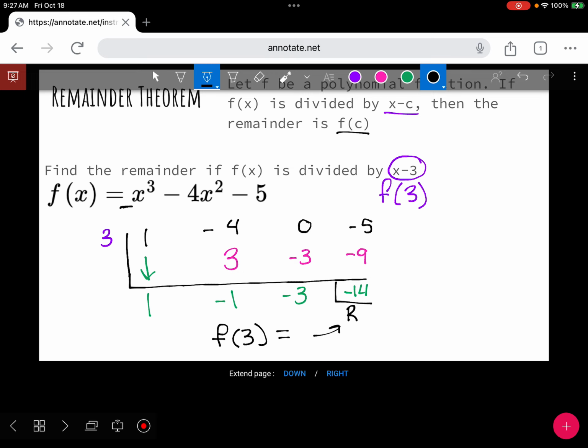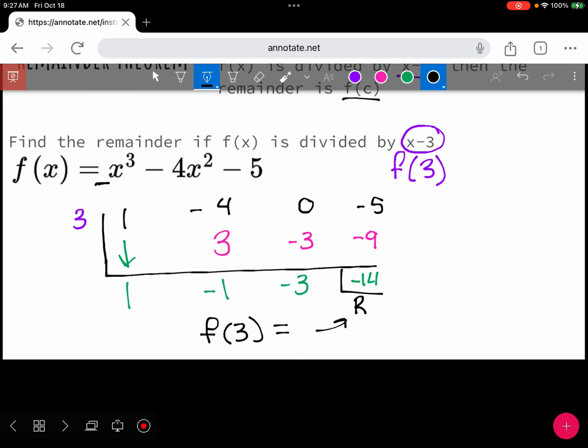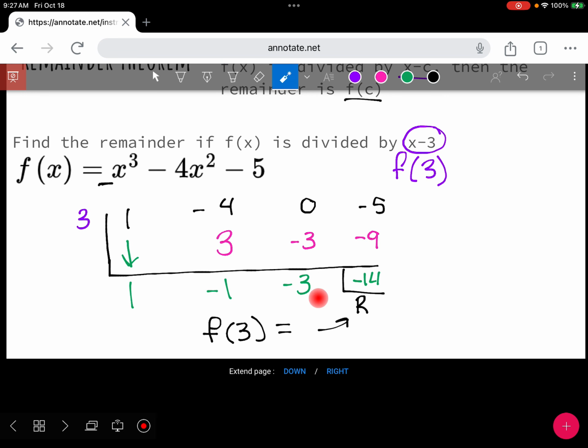And our quotient is actually going to be this bottom row here, which always has 1 degree less than what we started with. So 1 degree smaller, so 2x squared minus 1x minus 3. This would be our quotient, our q of x. So we can still use it to do the same things as long division. I'm getting the same pieces. I've got my remainder of -14. I've got my quotient of 1x squared minus 1x minus 3.